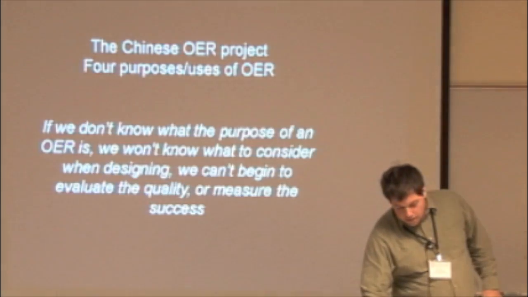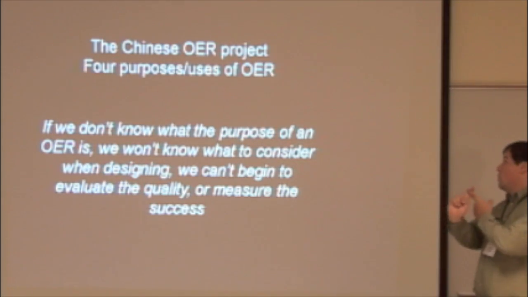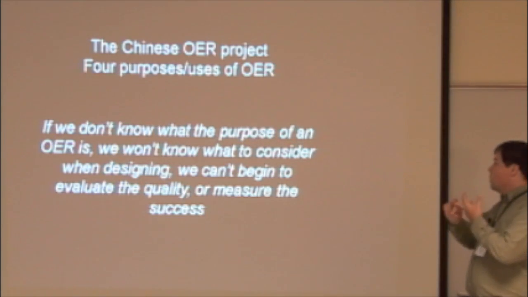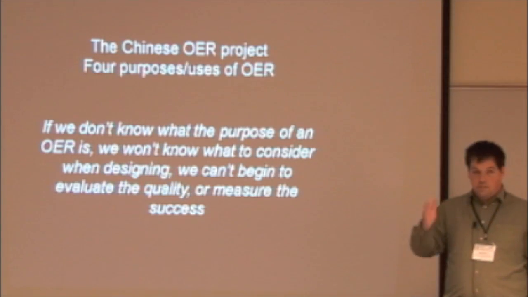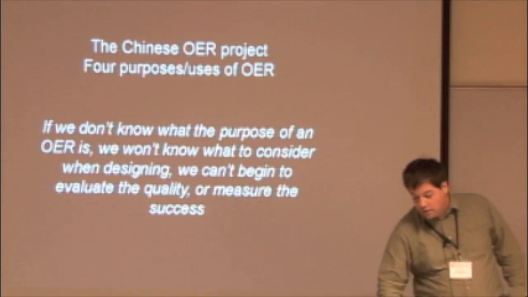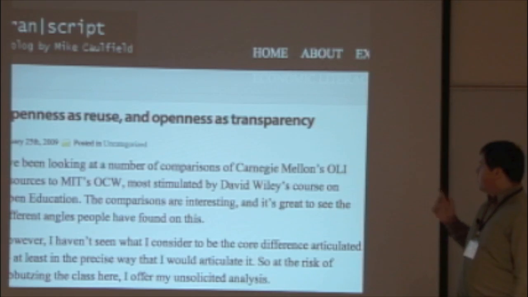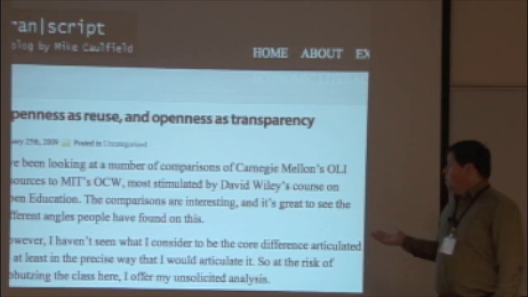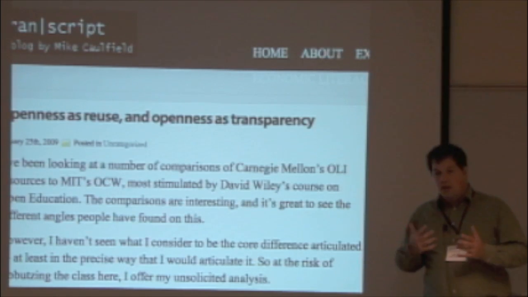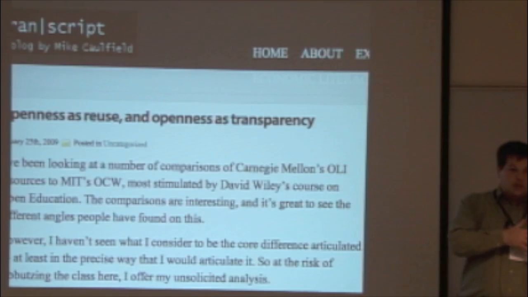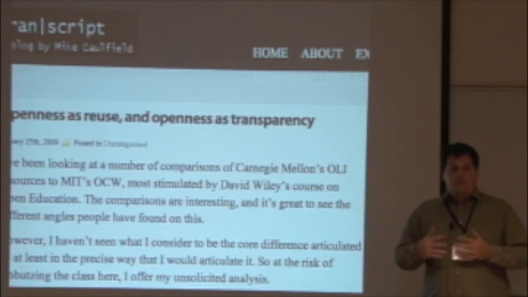So basically, what I think is, if we don't know what the purpose of an OER is, then A, we won't know what to consider when designing it, right? We can't begin to evaluate the quality or measure the success because those are all relative to what's the purpose. And the purpose of an OER can be quite different. And there was an article by Mike Caulfield that says openness is reuse and openness is transparency, when he discusses the criticisms to MIT's OpenCourseWare project and says, well, maybe there are different purposes to OpenCourseWare, and maybe we have to keep that in mind when we're analyzing whether it's been successful or not. So that got me really thinking.